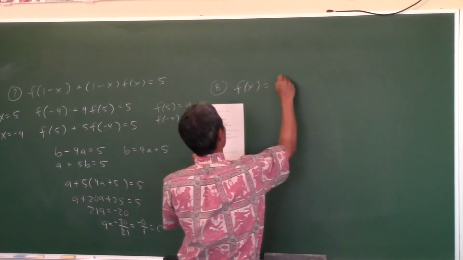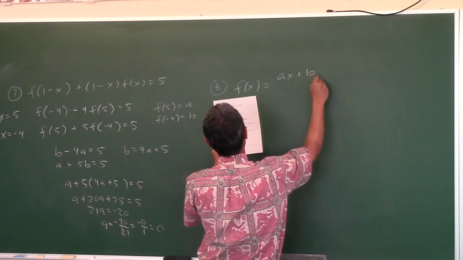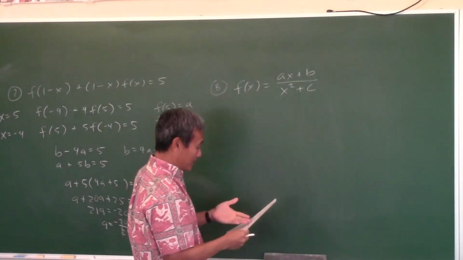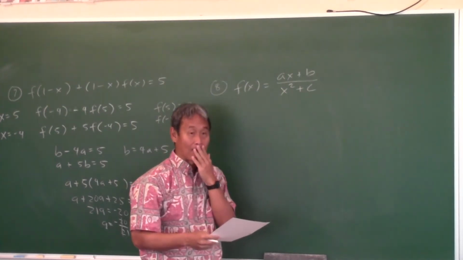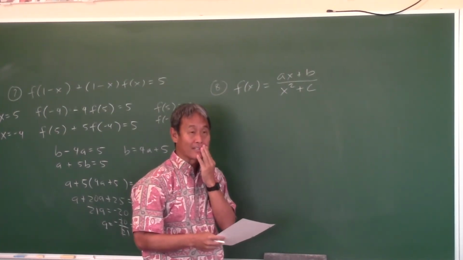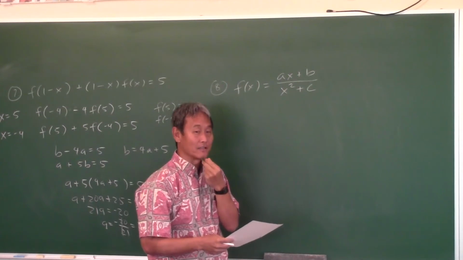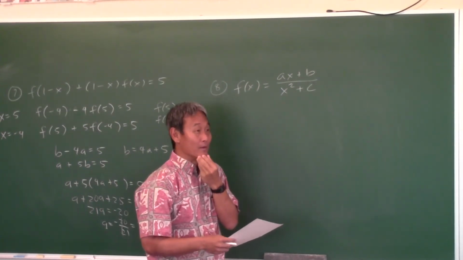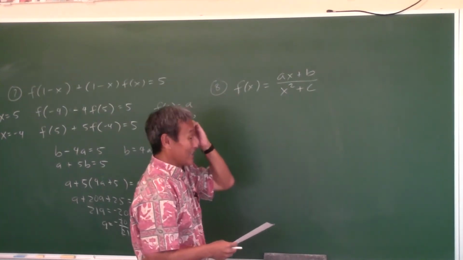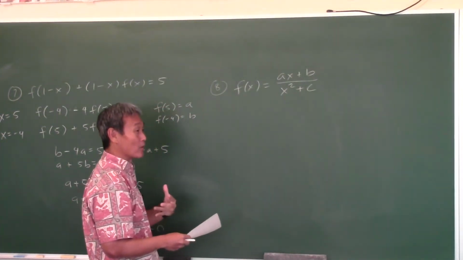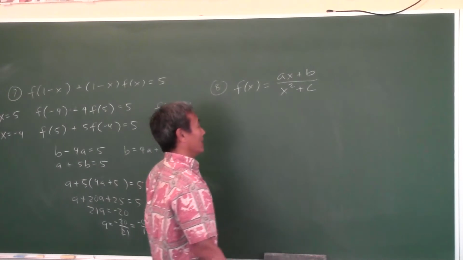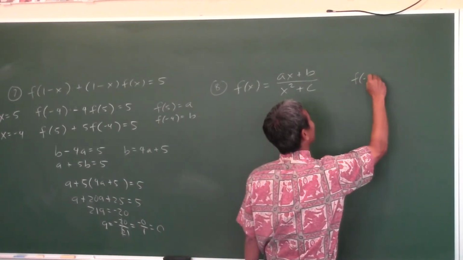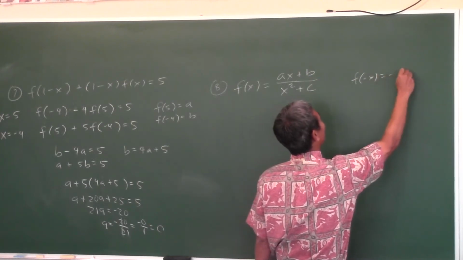f of x is equal to ax plus b over x squared plus c. Okay, the hardest thing about this, it says the graph is symmetric about the origin. What kind of function is that if it's symmetric about the origin? Odd, even, or neither? You mean we have to know that stuff? Yes, it's an odd function. And what's the definition of an odd function? f of negative x equals negative f of x.